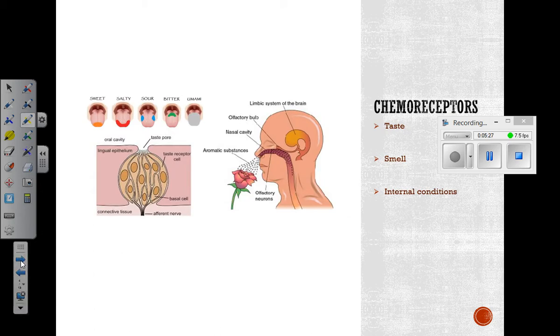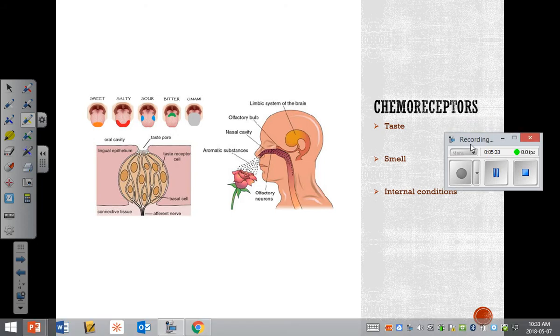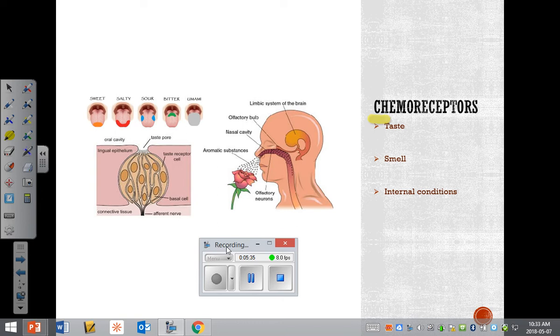So you have a whole bunch of types of sensory receptors, and we're going to group them into categories. One category of receptors that you have are called chemoreceptors. So that implies that there is some chemical molecule that is being detected.